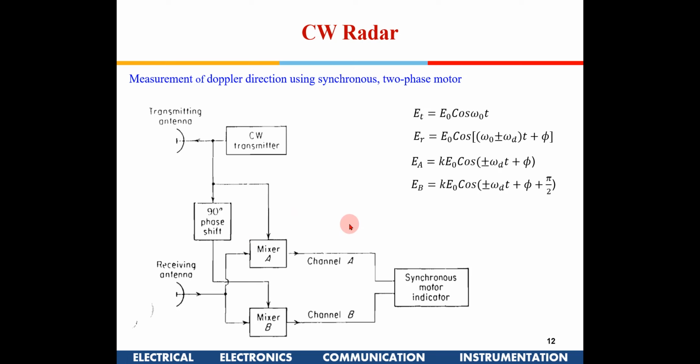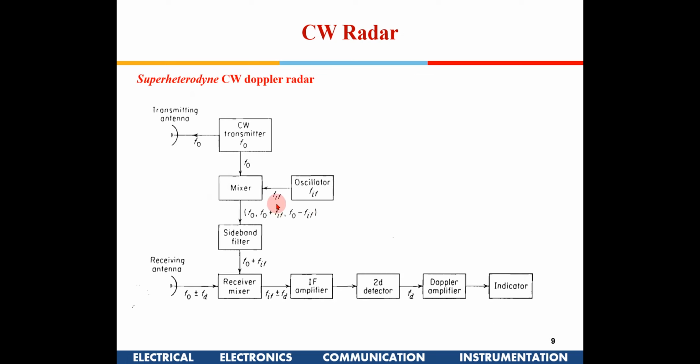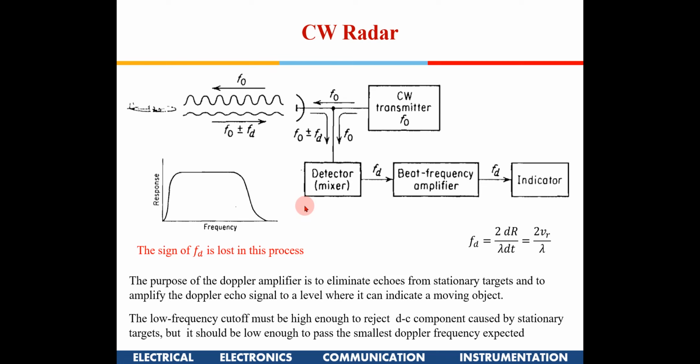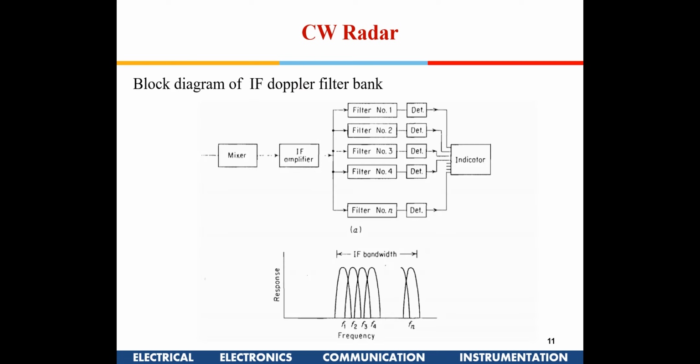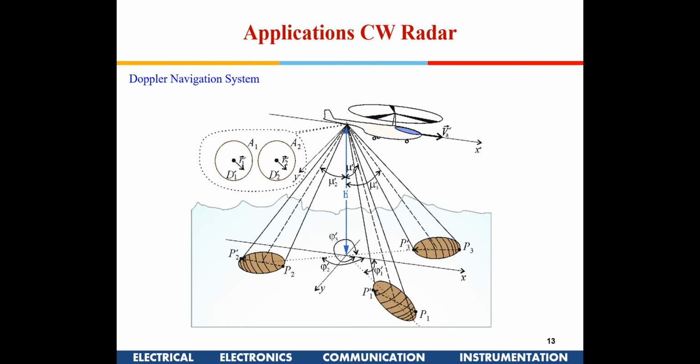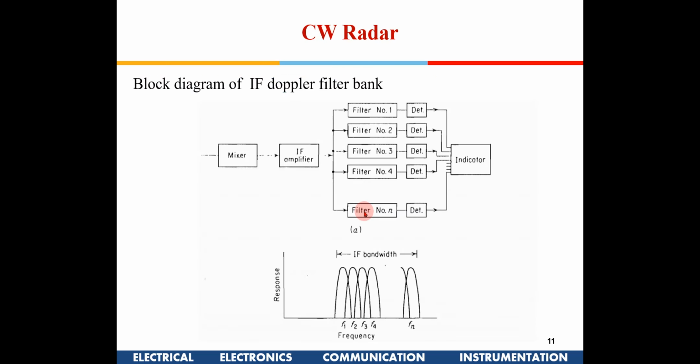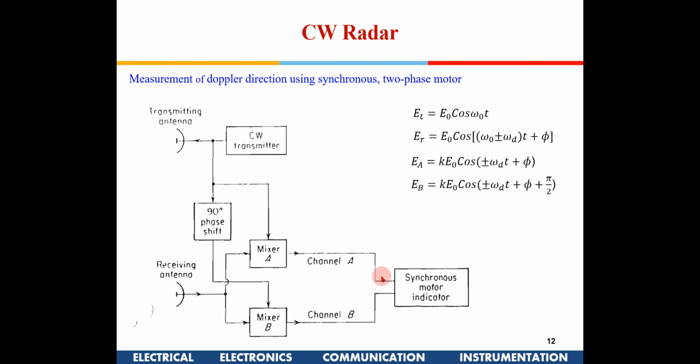The problem here is that the direction of the target is not known, only the velocity is known. If I also want to know whether the aircraft is approaching the radar or moving away from the radar, then I need to sense the direction, or the sign component, of FD also. So how can it be done?